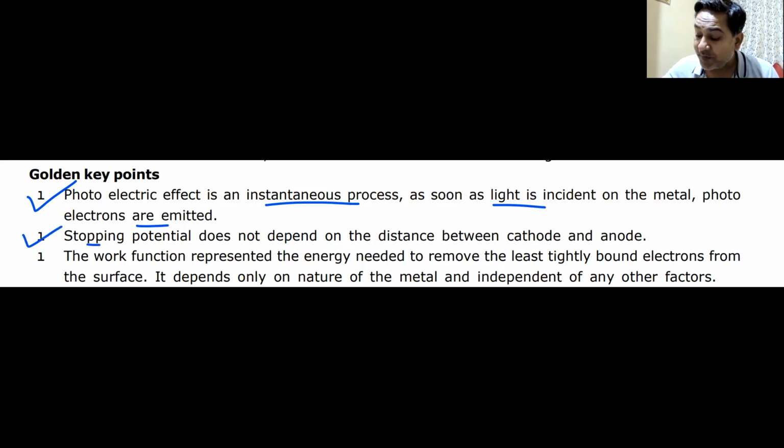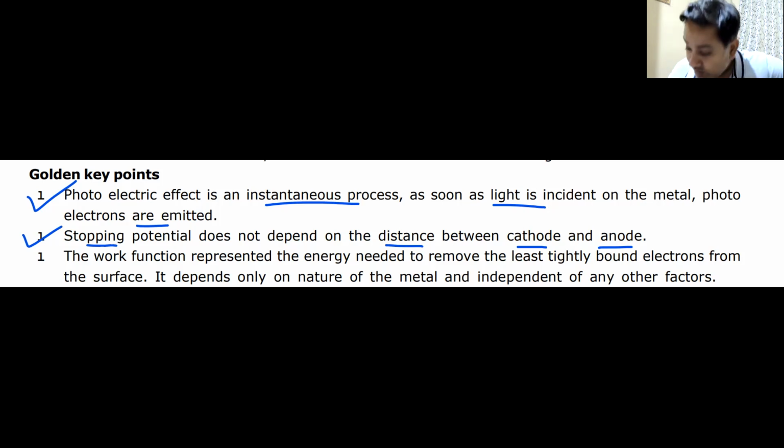The second point is stopping potential does not depend on the distance between the cathode and the anode. Do we understand this? No matter you make the distance very large or very small, the stopping potential will not depend on it. On what factor does stopping potential depend? Tell me. How can I make the stopping potential more, or how can I make the stopping potential less? Question. Give me the answer.